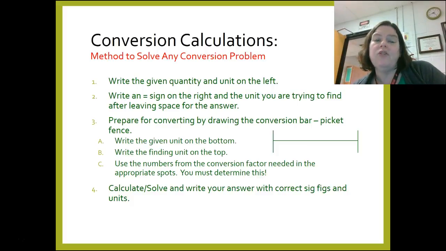And then finally, after you do the hardest part, which is figuring out what numbers go in the conversion bar, you then calculate. It becomes a plug and chug. The top number times the top number divided by the bottom number. The number you're given times the top number divided by the bottom number. And then you have to use correct sig figs and use the proper unit. But if you did step 2, unit becomes no problem.